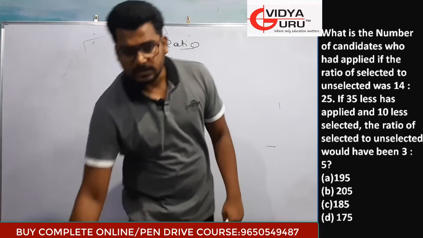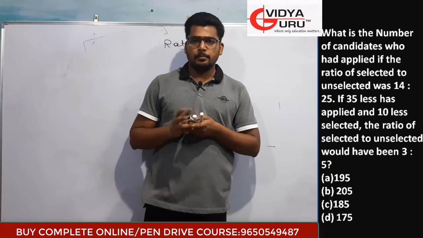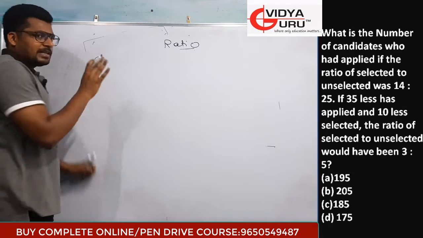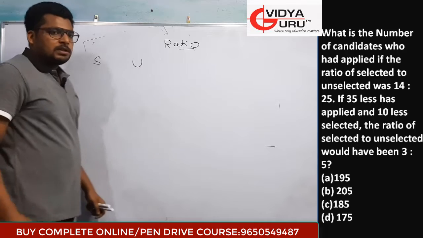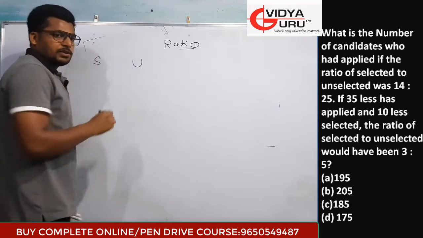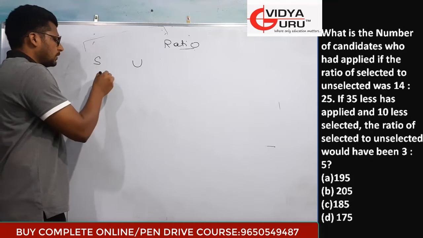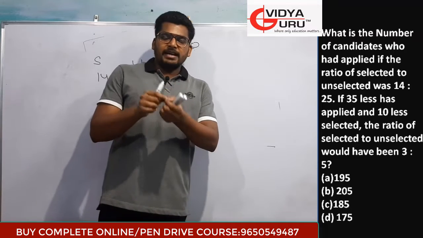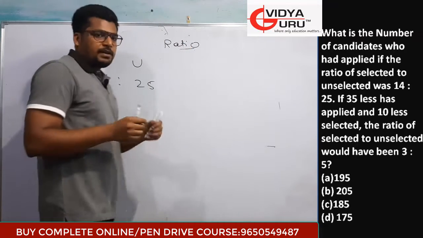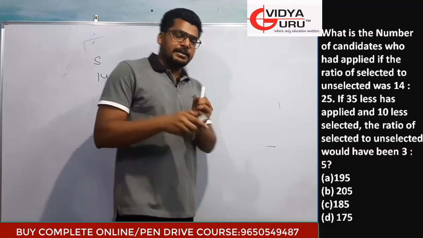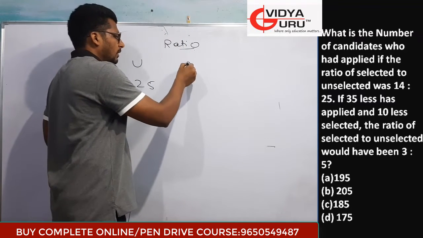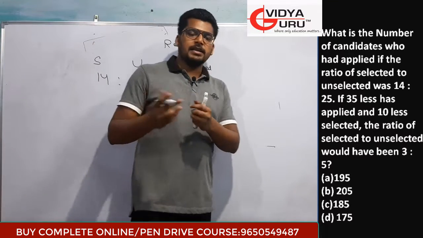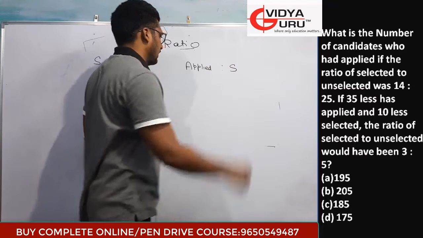The question is saying, what is the number of candidates who had applied if the ratio of selected to unselected was 14:25? I am denoting selected by S and unselected by U. Now the question says 35 less applied and 10 less selected, which means I need to find the ratio of applied to selected.